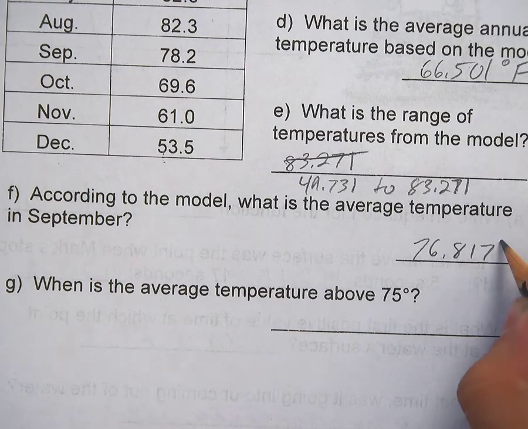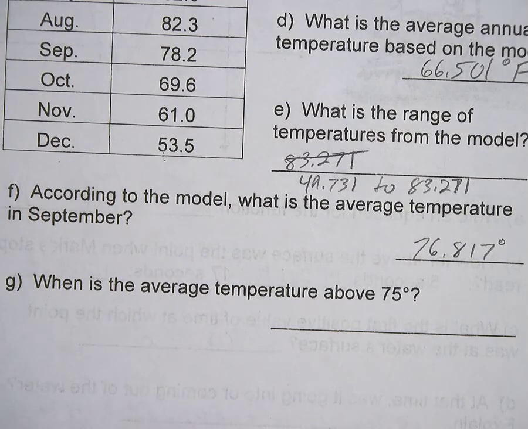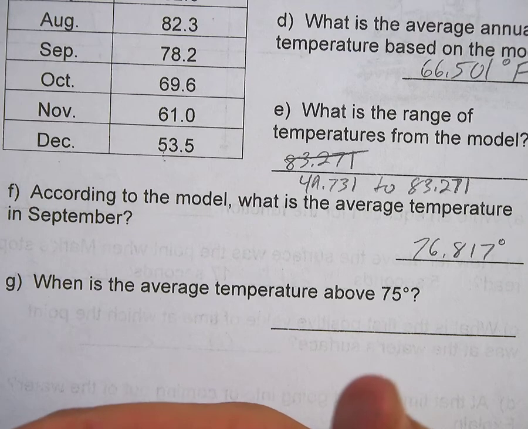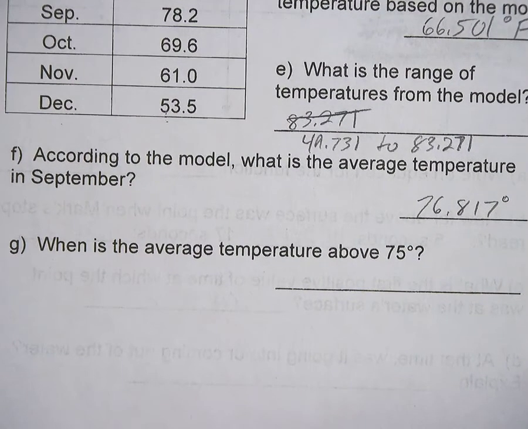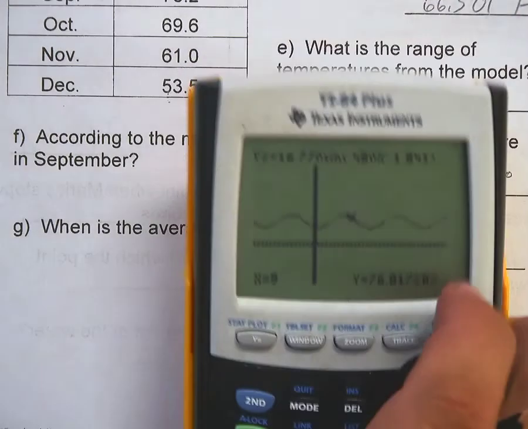76.817 degrees. You may get something that's slightly off of that because every calculator is going to round a little bit differently when they do regressions. But as long as it's within a degree, you're going to be okay, within 1 degree up or down. When is the average temperature above 75? You know how to do that. I'm going to do this very quickly.